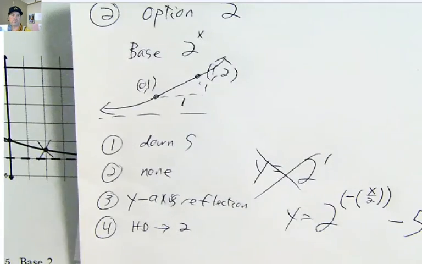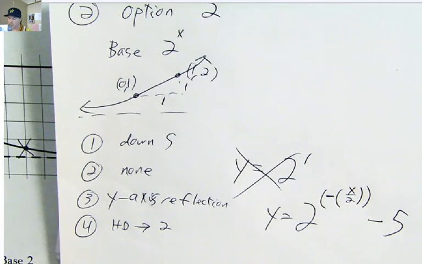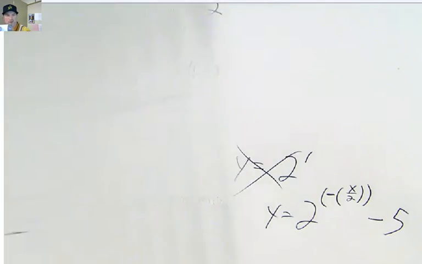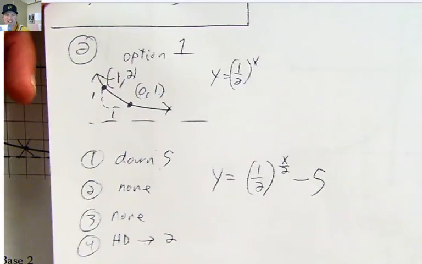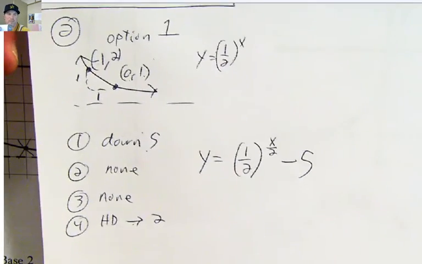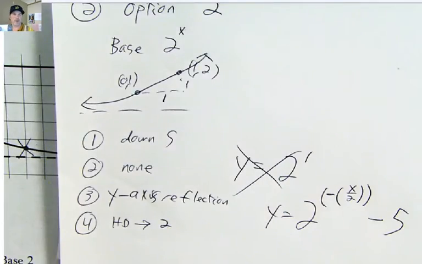So option 1, option 2, similar amounts of work. You get slightly different looking equations, but they are mathematically equivalent. So you really want to decide if you're an option 1 or an option 2 person, and then stick with it.